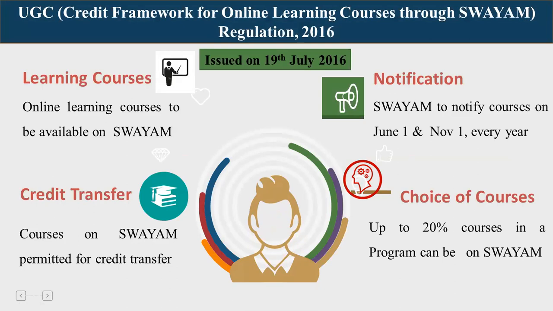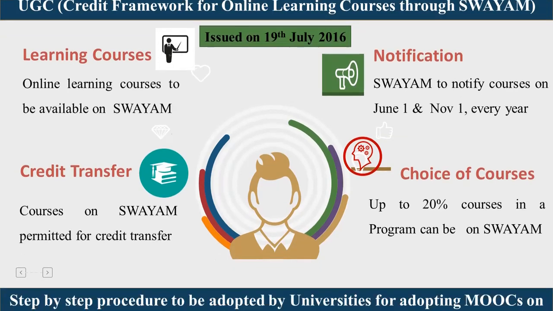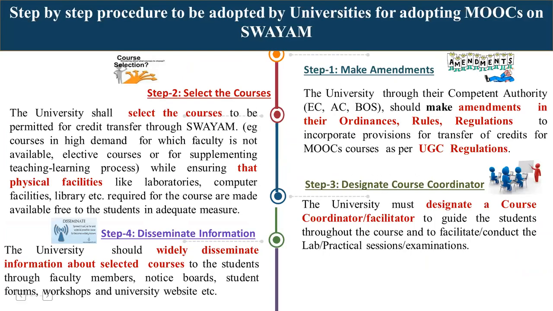Then, under the choice of courses, up to 20% of the courses in a program can be allowed on Swayam. If a student does not come to the traditional classroom, they can take 20% of the credit from Swayam. Each university and each institute has a mandate for credit transfer to Swayam, and there is also a legal framework for credit transfer. Then the concerned institute or university has to make the necessary amendments for incorporating this credit transfer.